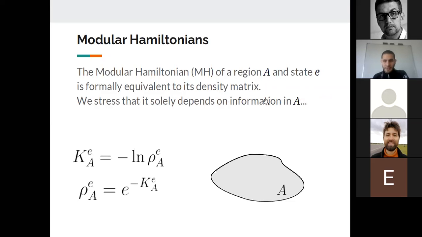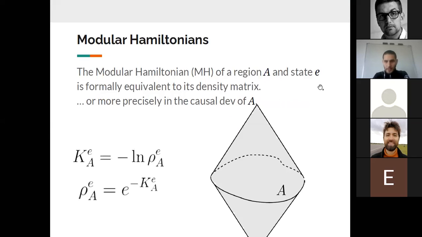I wanted to stress something that is formally important: for the modular Hamiltonian of a region A, written like this, there's no information beyond A. If you specify A, the operator algebra inside and everything, and the state, you can build its modular Hamiltonian. Actually, it's not only dependent on the region A, but on its causal development. But what I mean will be clear in a second.